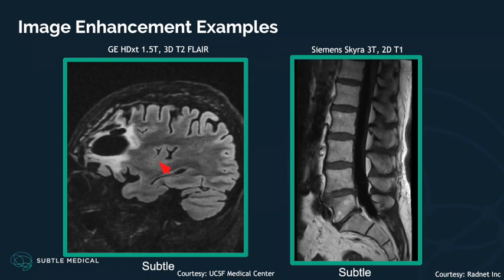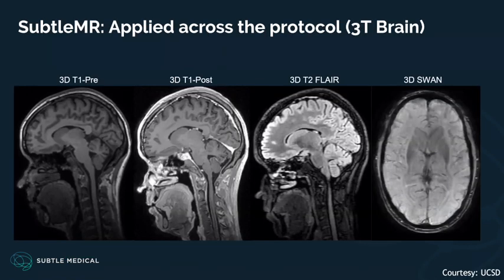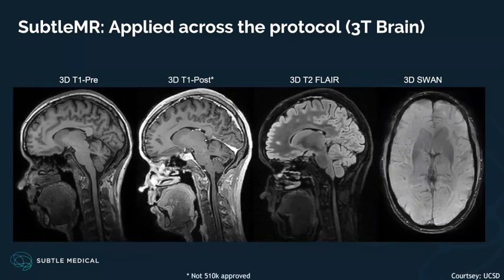So these are single contrasts. What happens if an institution wants a more dramatic improvement in terms of the image quality, not only on one sequence, but across their protocols? This is a research study which we are doing with another research partner, UCSF, where they applied SubtleMR to their MS lesion protocol, which is mostly 3D sequences. And you can see some of the image quality before and the image quality after the enhancement applied using SubtleMR.